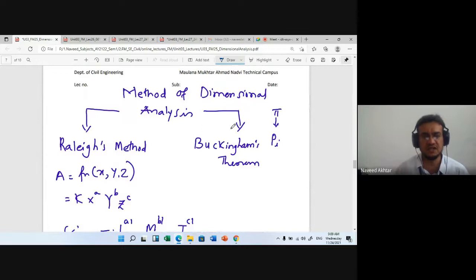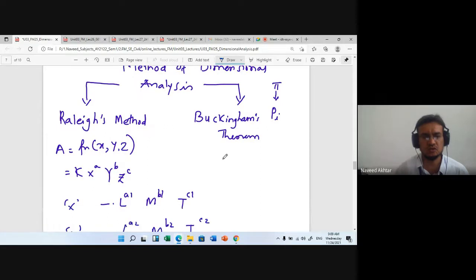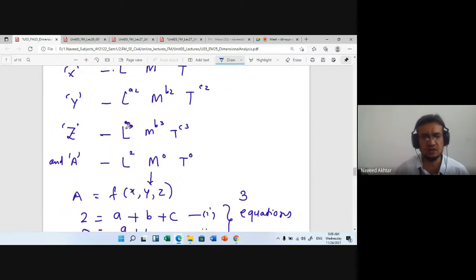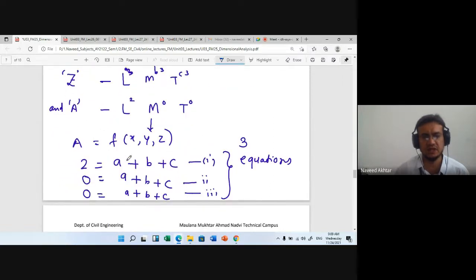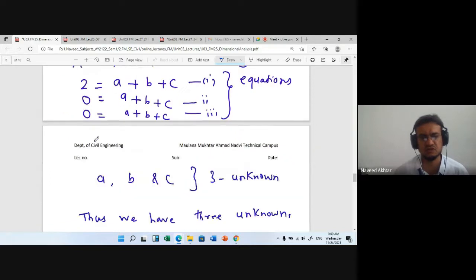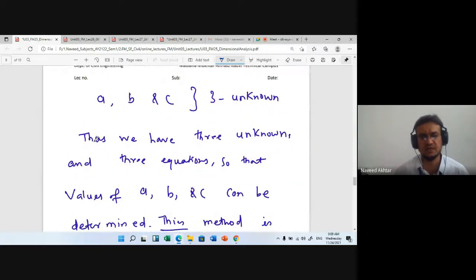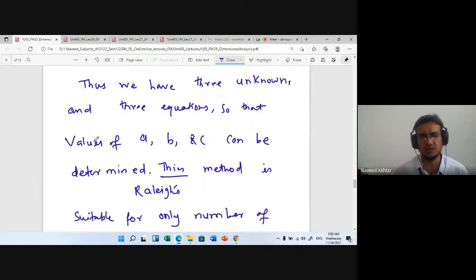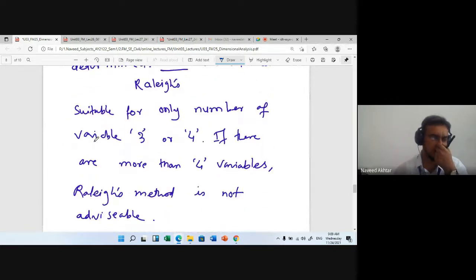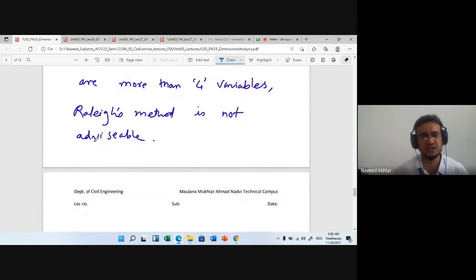Then for dimensional analysis, there are two types of method we have already discussed in the previous classes. The video lecture is available. There is the Rayleigh method and the Buckingham pi method. So the Rayleigh method is a function of x, y, and z, and then we have to find out the multiple equations. If there are three unknowns and three equations, then we can easily find out. But if we have more than three unknowns, then it is very difficult to find out this equation.